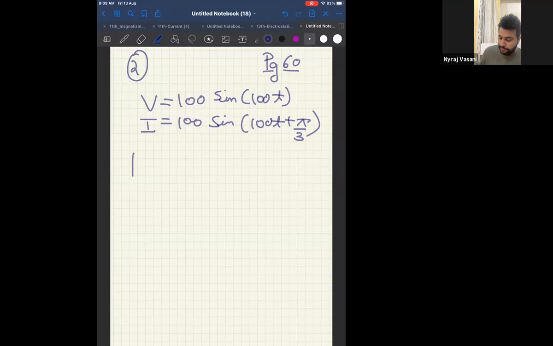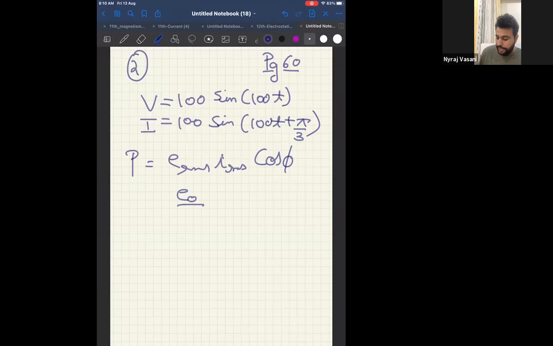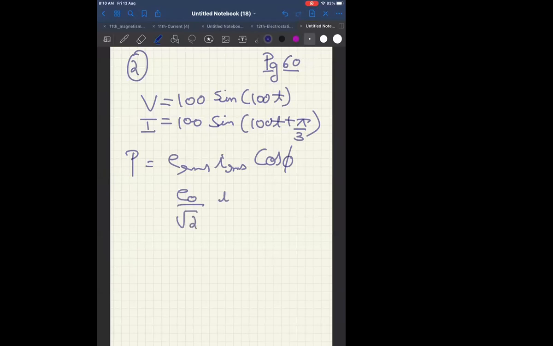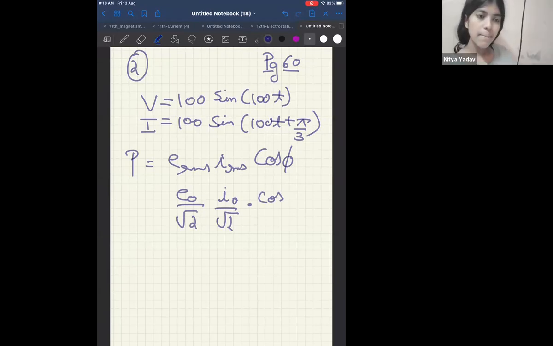Now you know the average power in a circuit is ERMS, IRMS, correct? But since it's an AC circuit, I will have cos phi for the angle. Now ERMS will be E naught by root 2. IRMS will be I naught by root 2. And cos phi will be cos of the angle. Tell me the angle between V and I. 60.